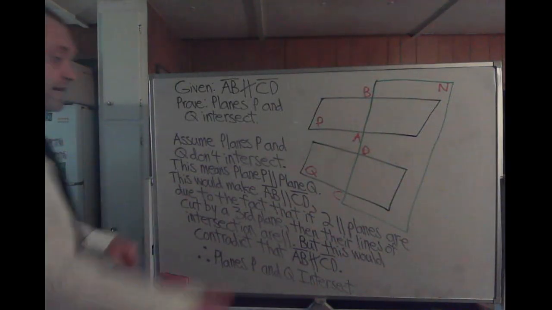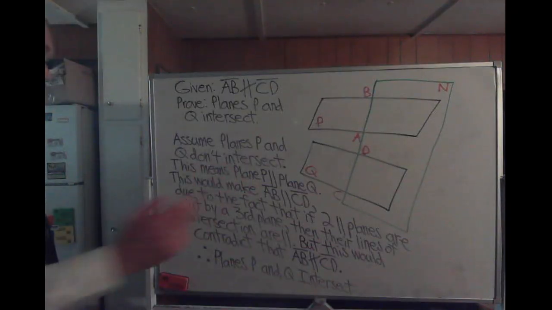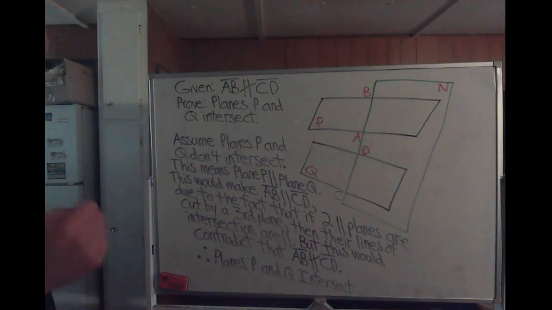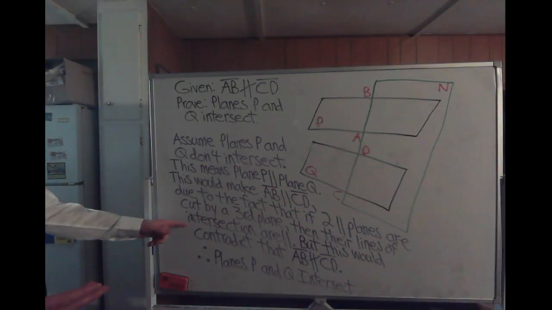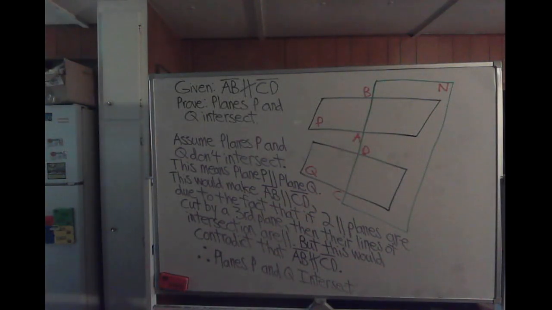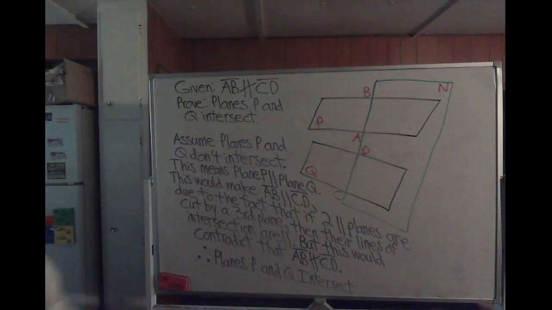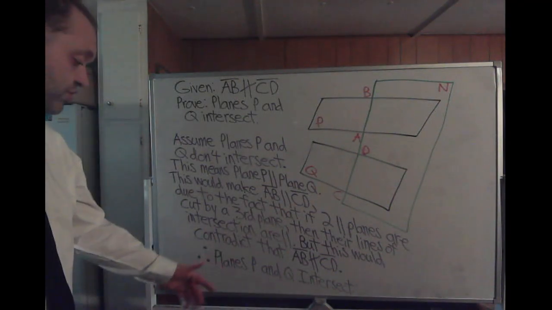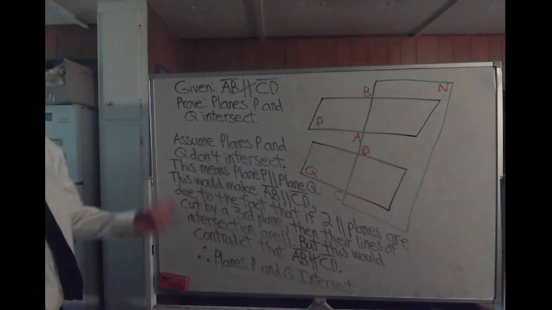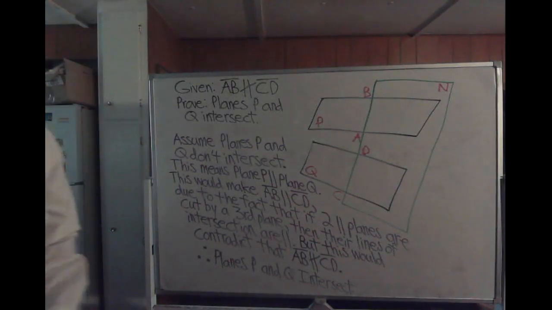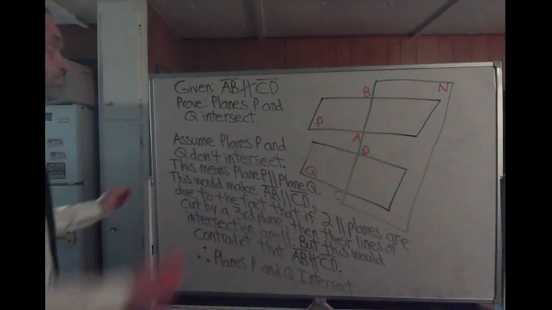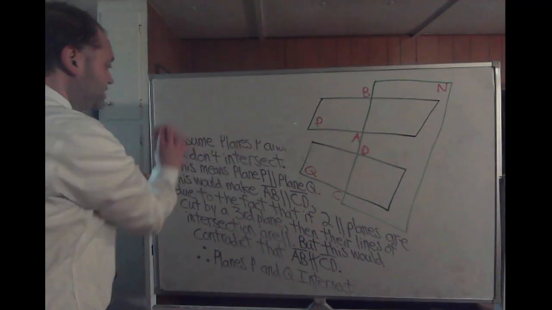This would make lines AB parallel to CD due to the fact that if two parallel planes are cut by a third plane, then their lines of intersection are parallel. That's a previous theorem that we learned earlier in the course. But this would contradict that AB is not parallel to CD. Therefore, since we've shown the contradiction, planes P and Q intersect. That's all we can do for that one. And I got one more example, then we're done.